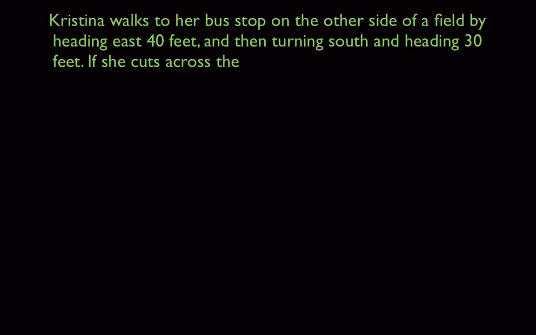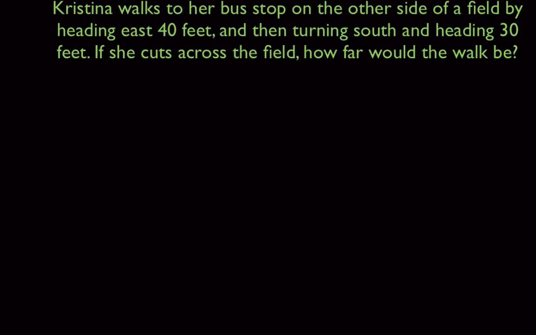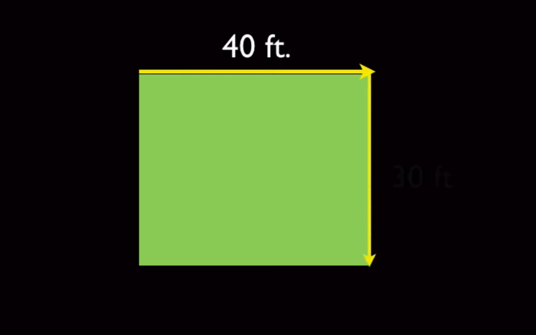Okay, a second example. Christina walks to her bus stop on the other side of a field by heading east 40 feet and then turning south and heading 30 feet. If she cuts across the field, how far would the walk be? So again, we've got a picture. Imagine a field. What we know is that if she walks this way, it's 40 feet. That's east. If she walks south, that's 30 feet. What we want to know is if I were to walk straight across the diagonal, how far would that be?